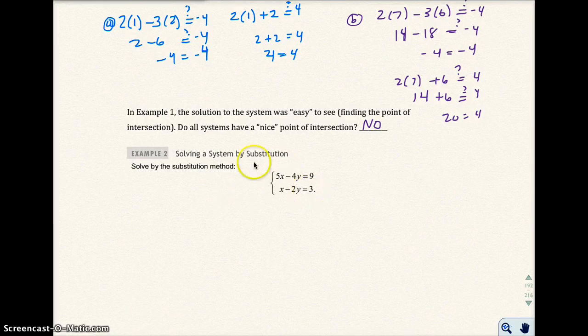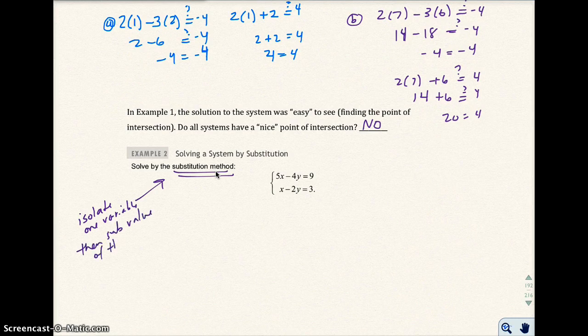So let's go ahead and solve this system by something called the substitution method. In the substitution method, you want to isolate one variable. Then sub the value of that variable into the other equation. Okay. So what we're going to do here is I'm going to go ahead and isolate this x. The one that you want to isolate is the one that generally has a coefficient of 1, and the easiest one to get by itself.